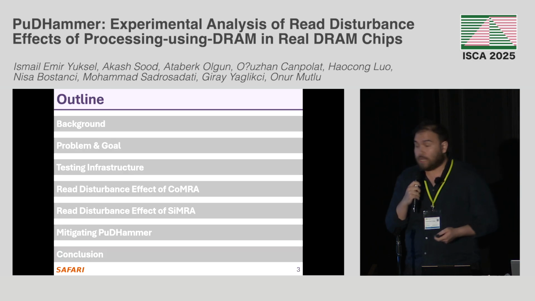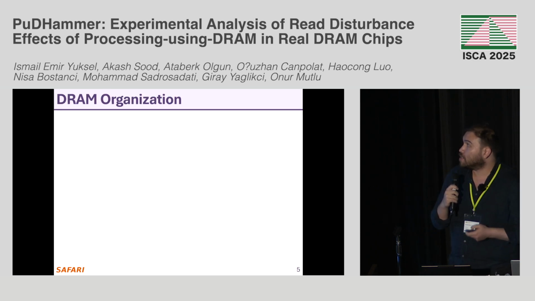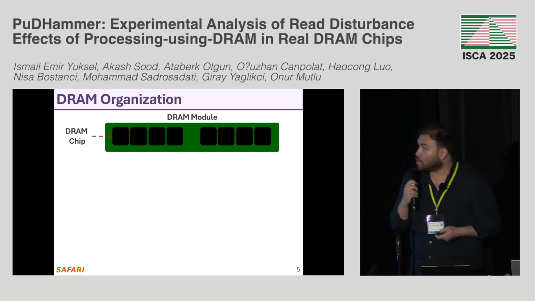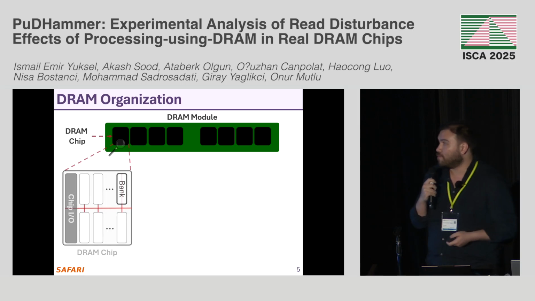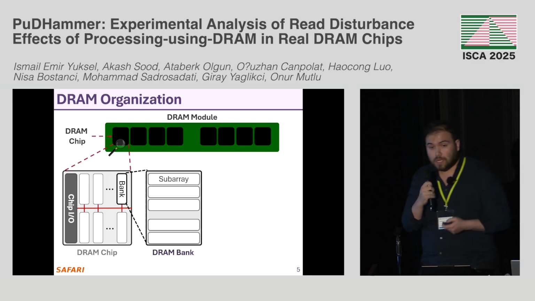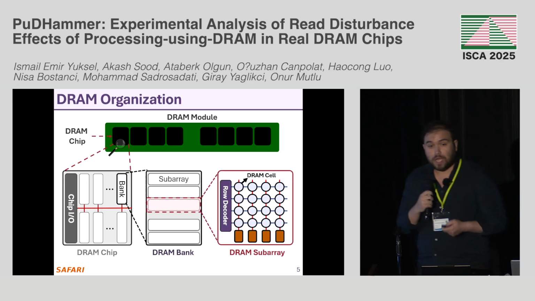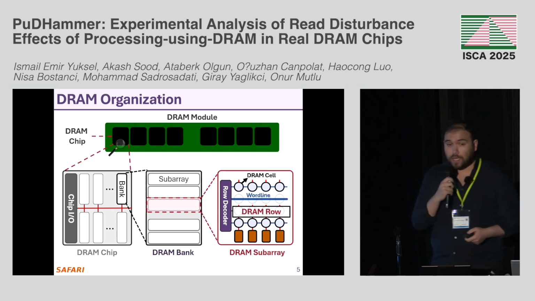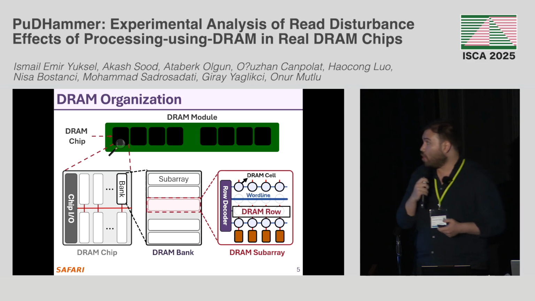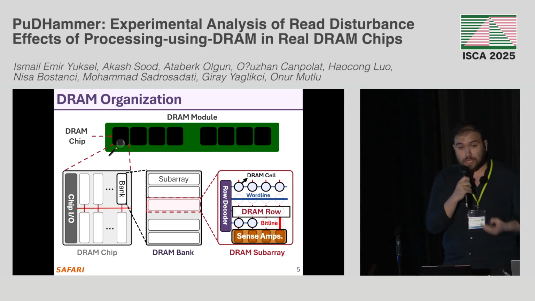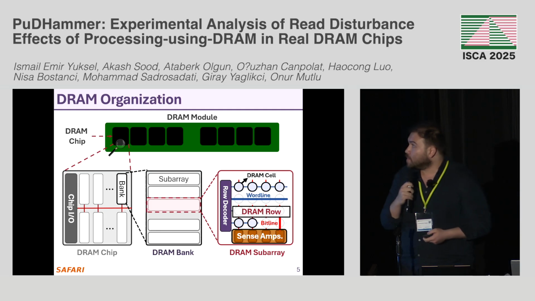So here's the outline of my talk, and I'll start with a brief background. A DRAM module is organized with multiple DRAM chips, and inside the DRAM chip, we have multiple DRAM banks. Inside the DRAM bank, we have multiple subarrays, and within each subarray, we have a two-dimensional array of DRAM cells. A row of DRAM cells is called a DRAM row, and they are connected through a word line. A column of DRAM cells connects to sense amplifiers via bit lines.